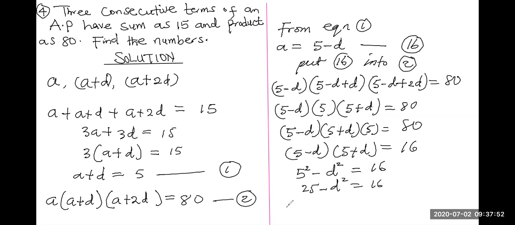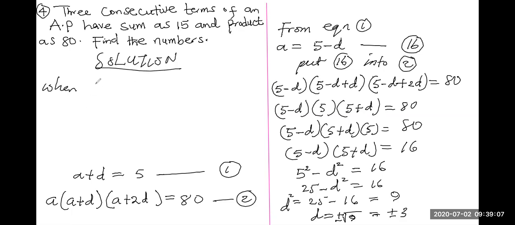And of course, my D squared is equal to what? 25 minus 16. And that will give us 9. Therefore, our D is equal to plus or minus the square root of 9, which gives plus or minus 3. So our D is equal to 3 or minus 3.